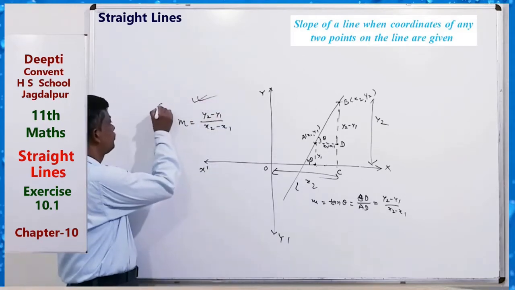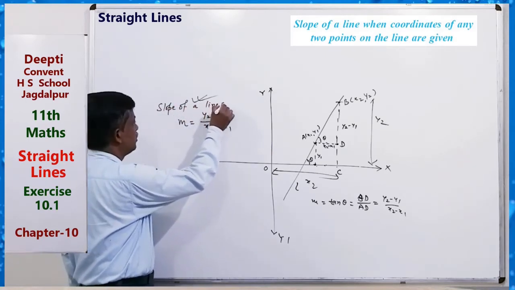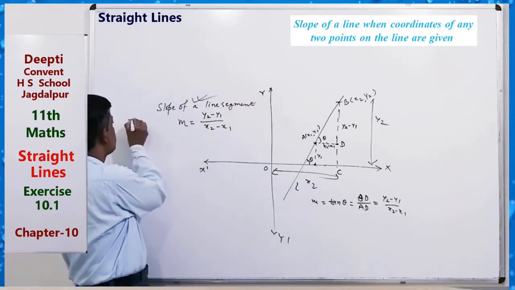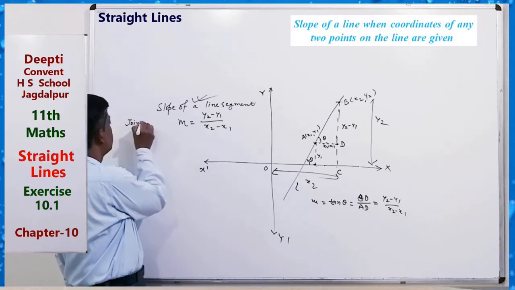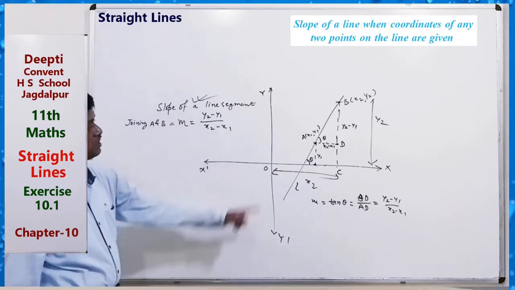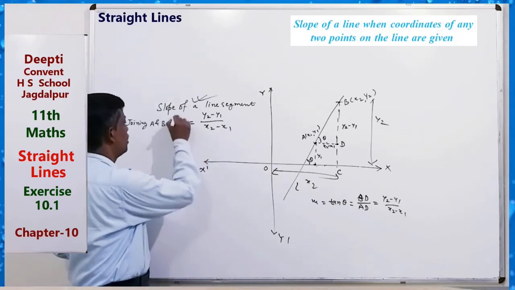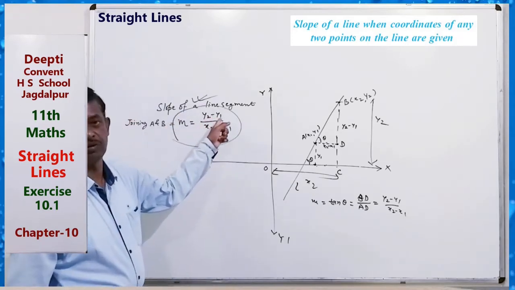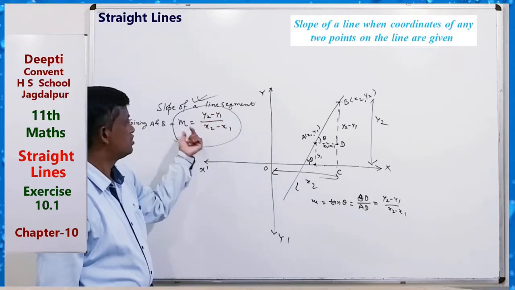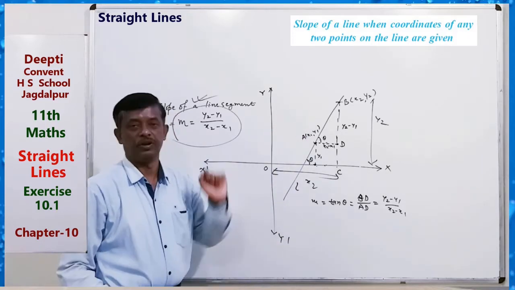Slope of a line segment joining A and B, where A is (x1, y1) and B is (x2, y2). So this is the slope formula. By using the coordinates, we can subtract: y2 minus y1 upon x2 minus x1. That is the slope of the line segment joining these 2 points.